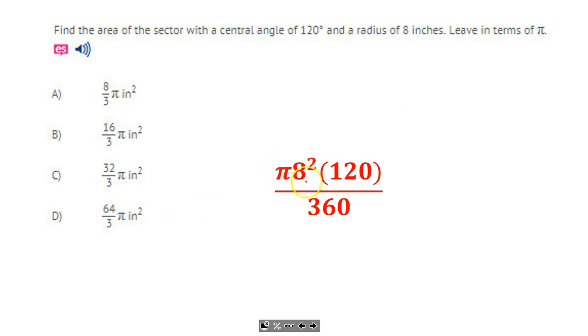I'm going to leave it, and I'm just going to do 8 squared times 120 divided by 360. Once again, make sure you guys read these problems. Determine whether it's asking you about arc length or sector area, and use the appropriate formula.